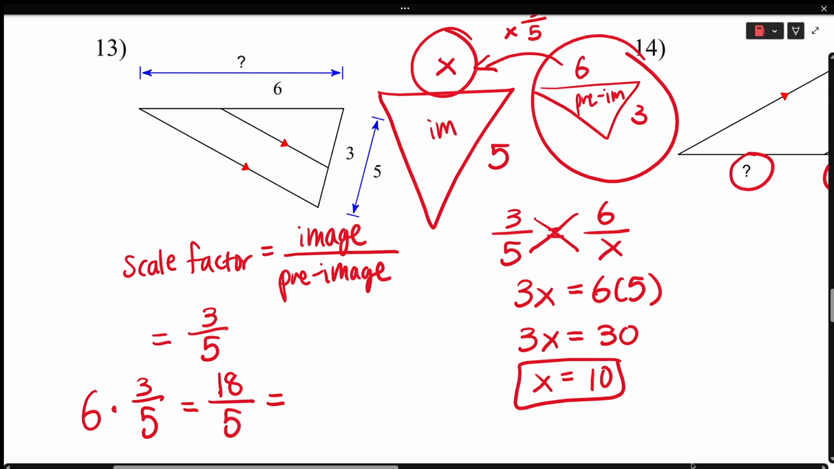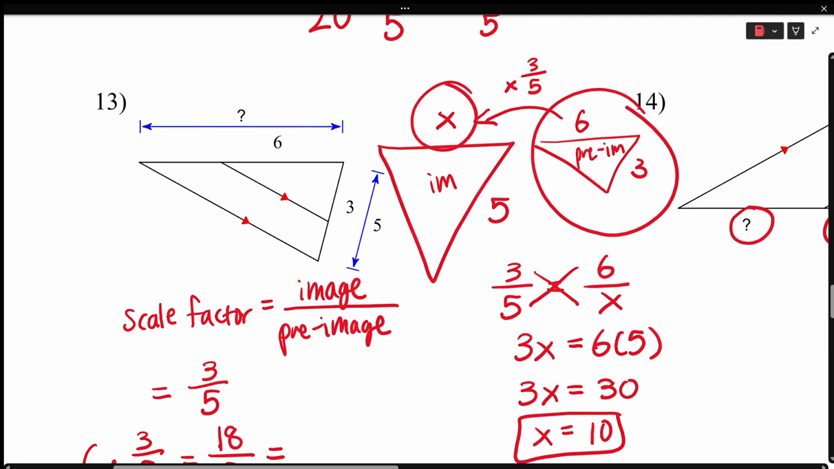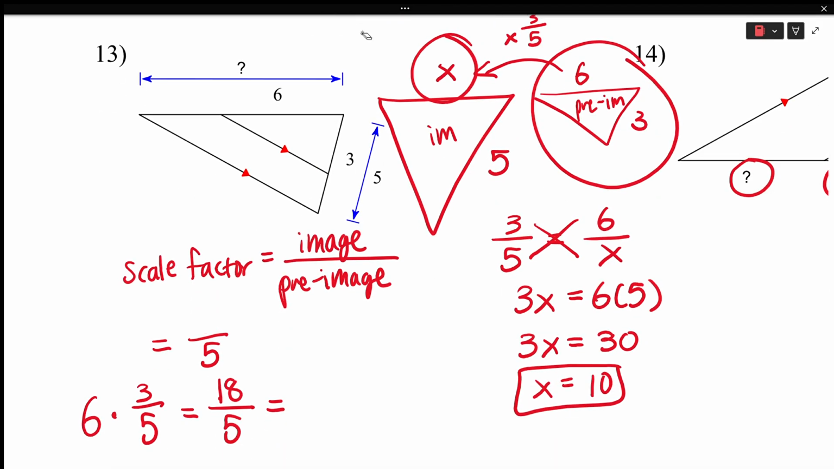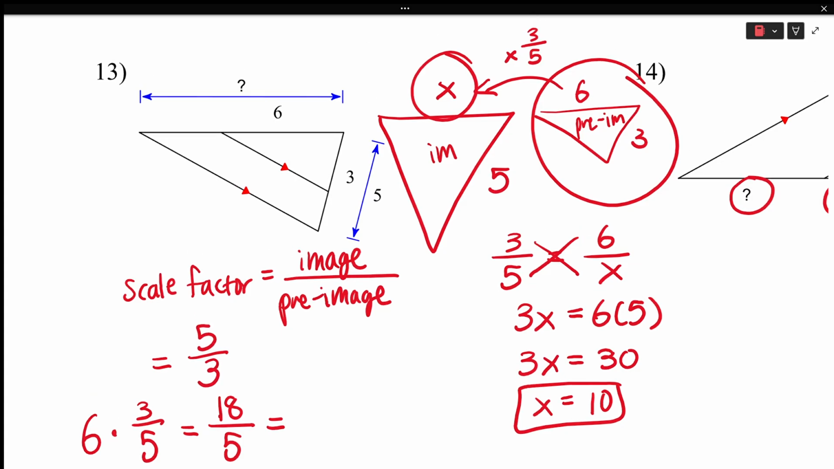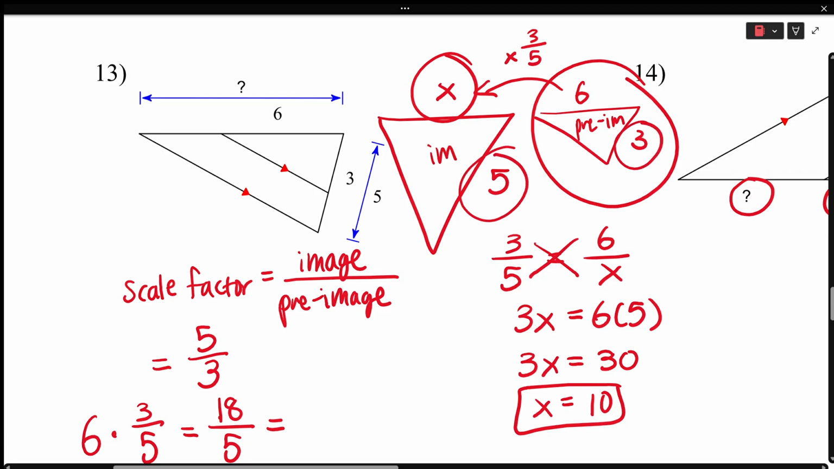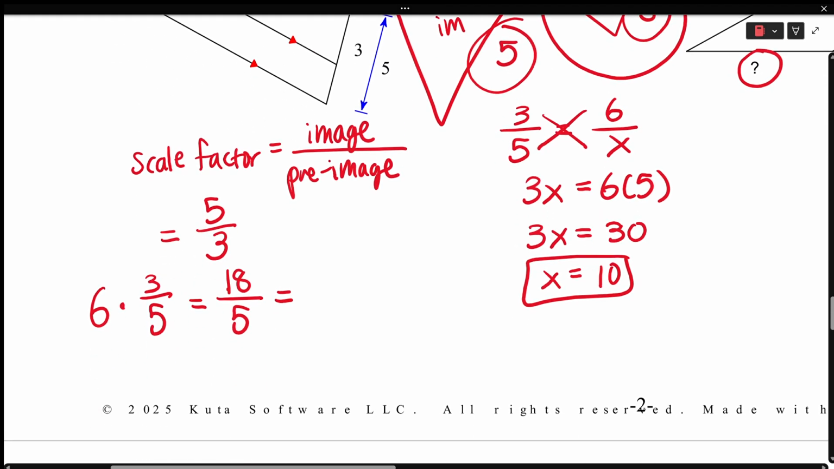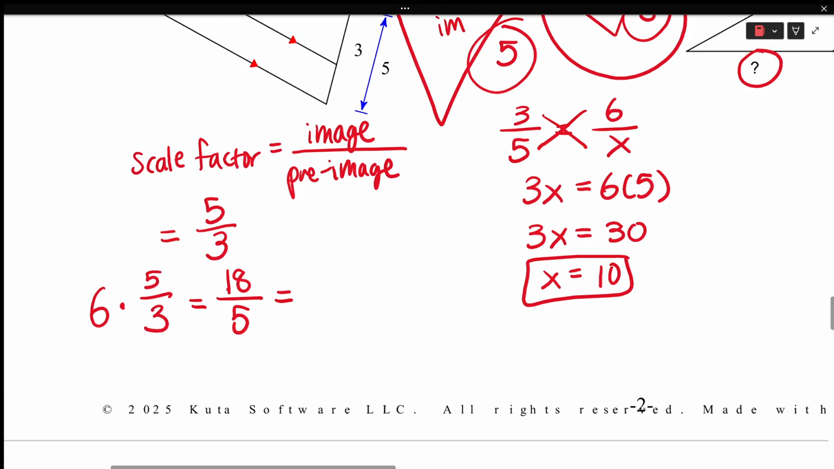That's not right. What did I do wrong? Good answer, good answer. Right? It should have been 5 over 3, not 3 over 5, because the image is 5, and then its pre-image is 3. I did it the other way. Okay? So that's 5 over 3. 6 times 5 is 30. And then divided by 3, that is 10.